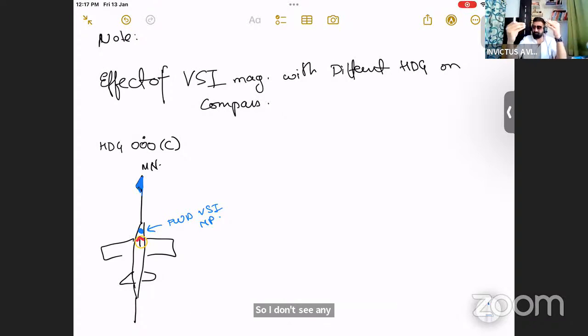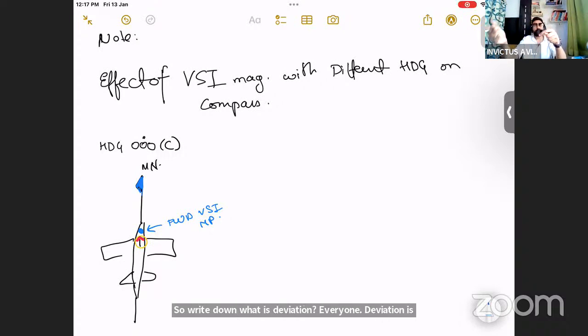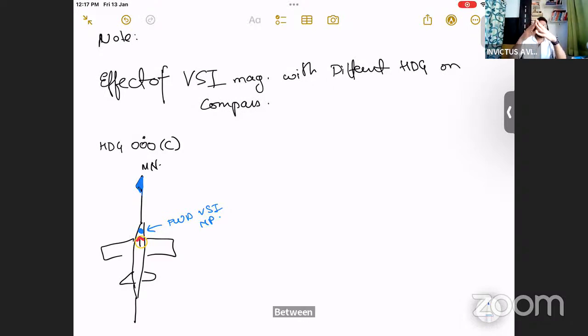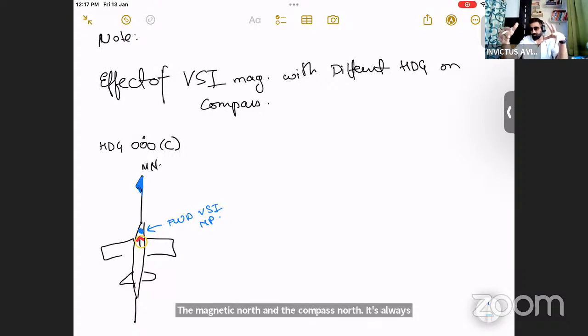So write down what is deviation, everyone. Deviation is the angular difference between the magnetic north and the compass north. It's always the north and north, not the directions. I say again, deviation is the angular difference between magnetic north and compass north.